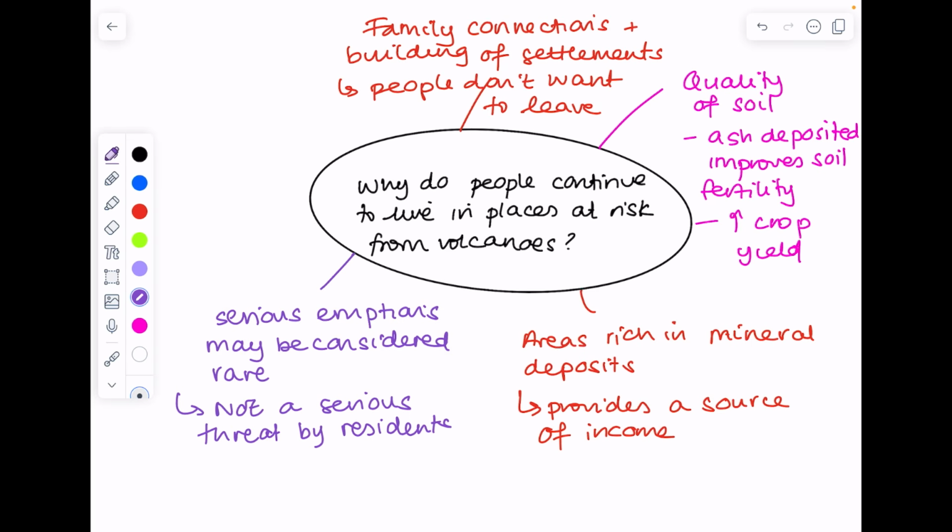And then when you've got that open vent with the access to the magma, it means that you have access to geothermal energy, a type of renewable energy resource that provides people with a low-cost source of energy.